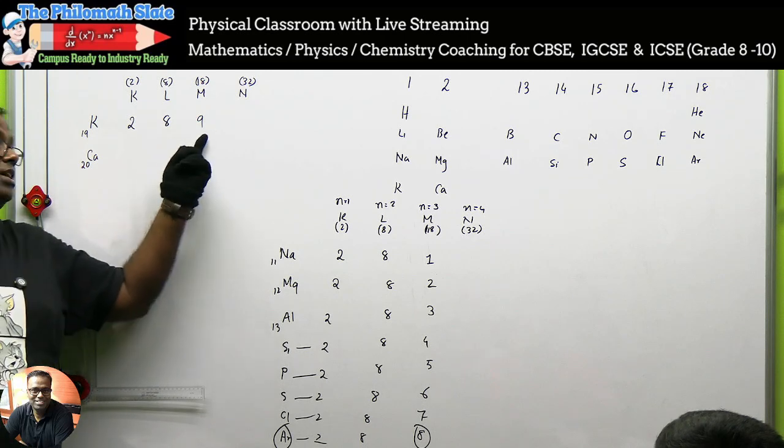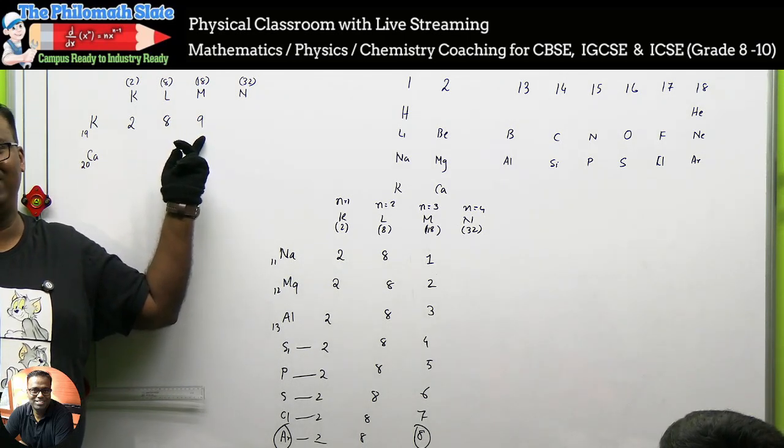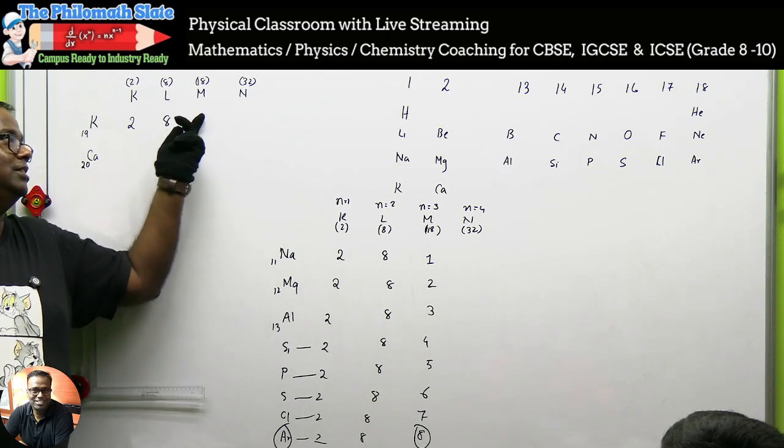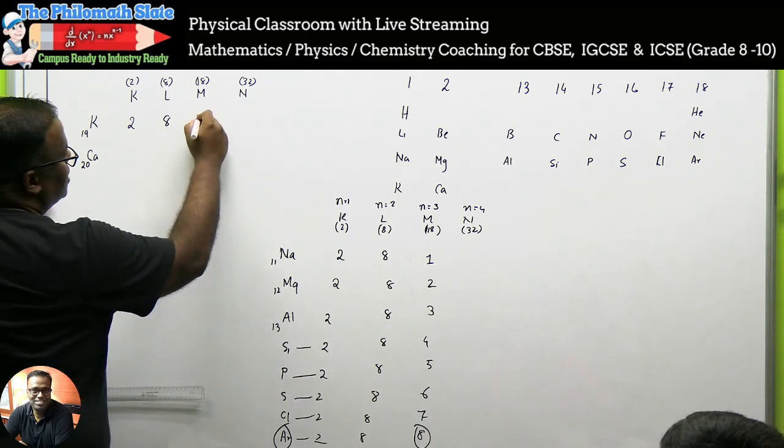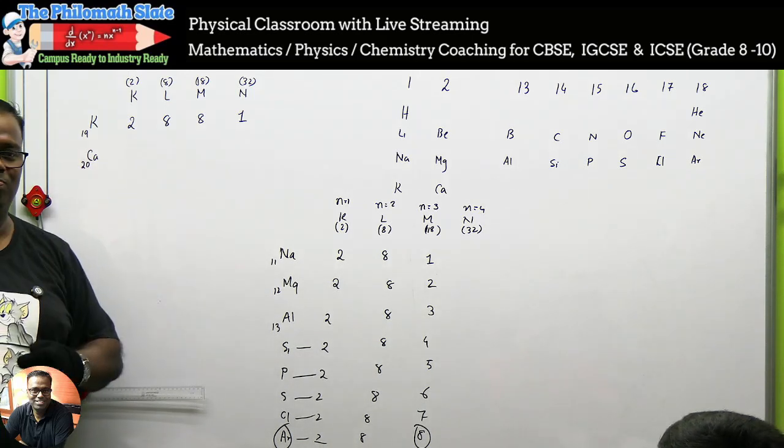With 9, this is the last shell. The last shell cannot have more than 8. Therefore, the next shell starts getting occupied. This is what you have to understand.